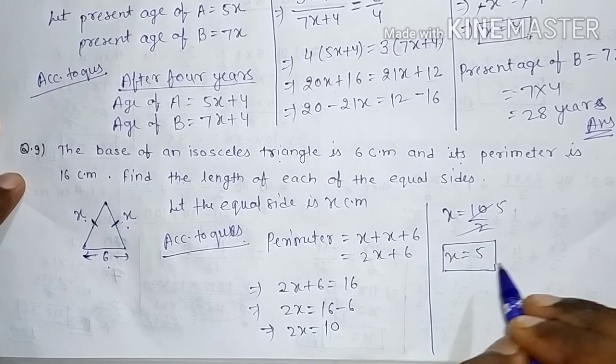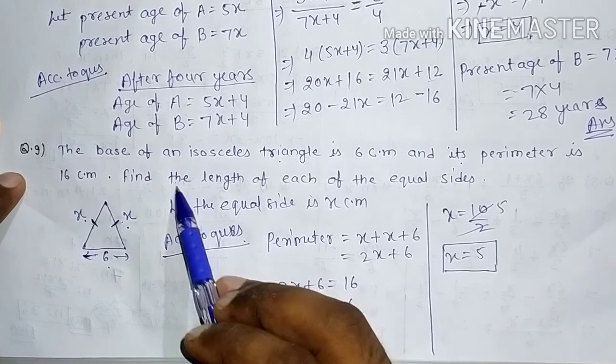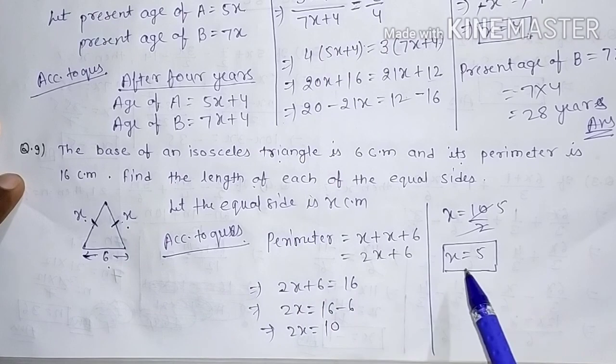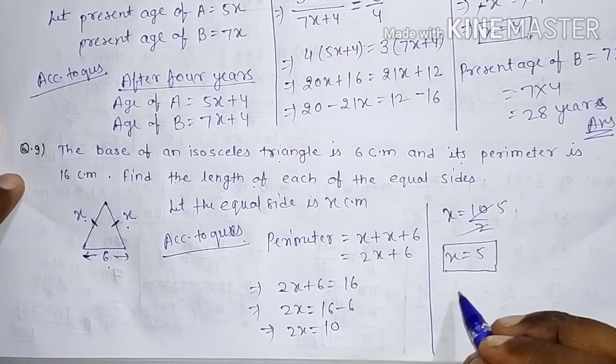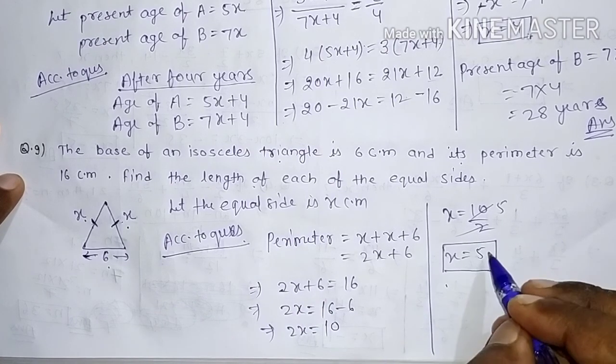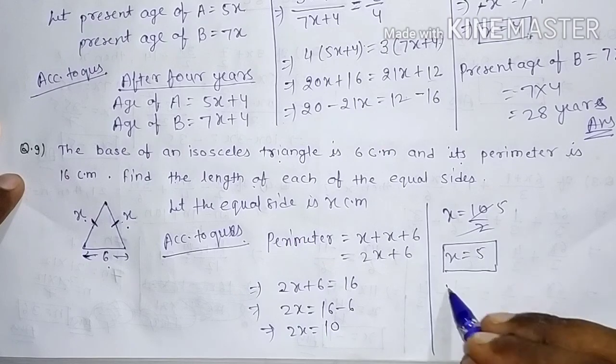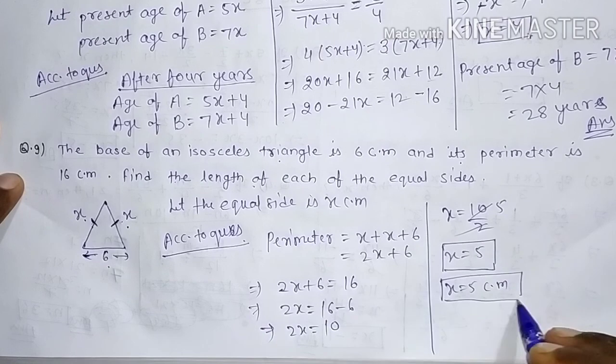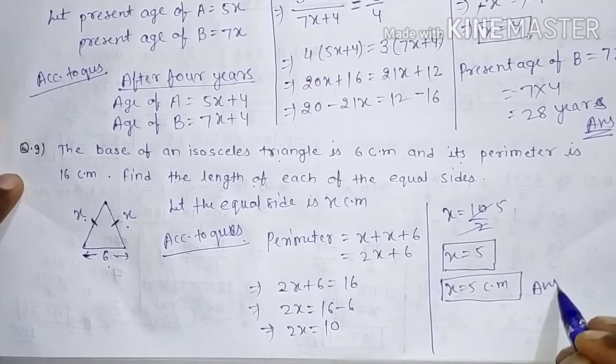And here what we have to find is the length of each of the equal sides. So the equal sides are x centimeters, so x equals 5, and this is the answer. x equals 5 centimeter. Now this is the answer.